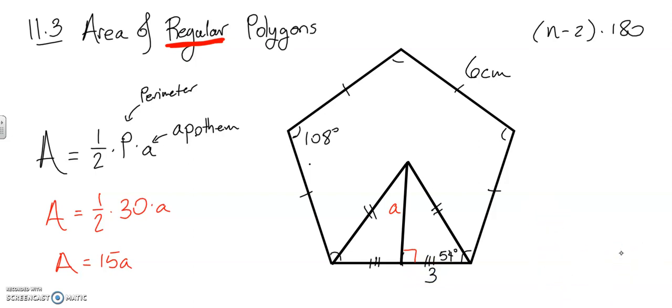Now with this, you should have enough information to get that apothem. We've got this right triangle down here on the bottom. We know one of the angles is 54 degrees. We know one of the legs of this triangle is 3. We're trying to find the other leg. We're going to use SOHCAHTOA because it's a right triangle, so why would we not? So I'm going to set up a nice tangent ratio. The tangent of 54 degrees is going to be equal to a over 3.